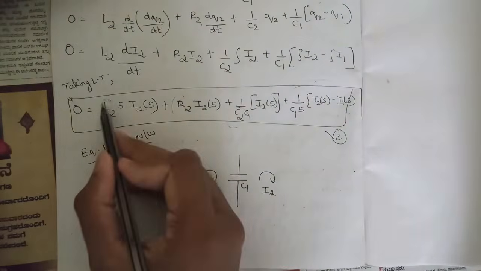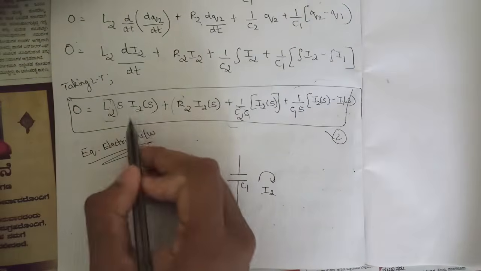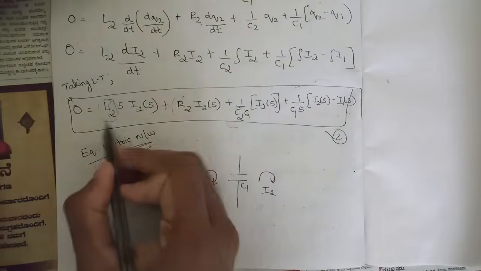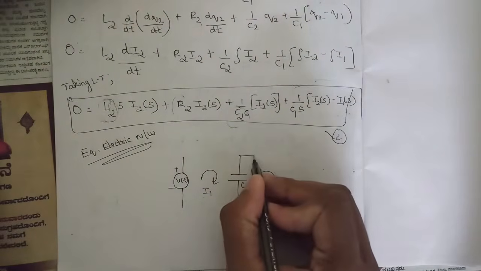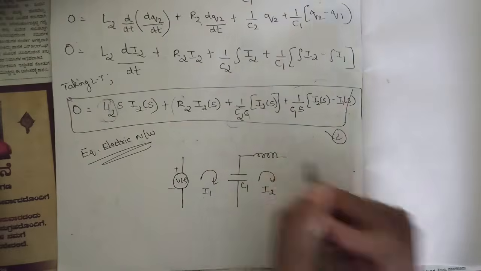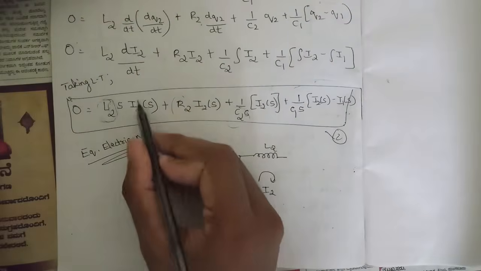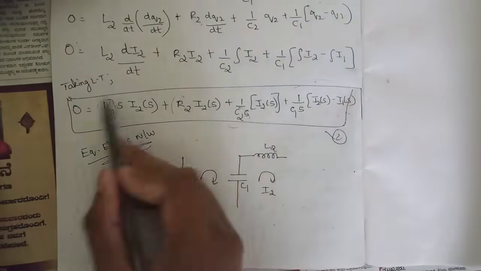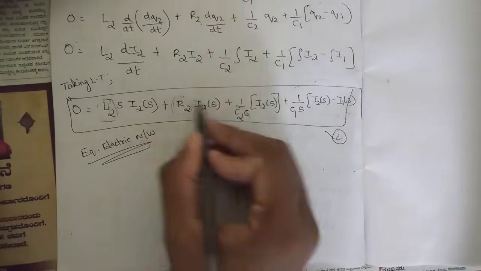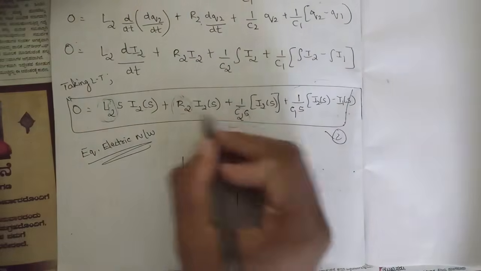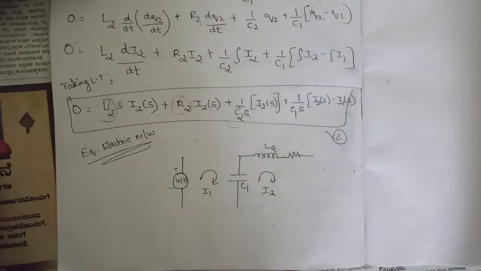Here L2 S into I2 of S is the full term, so we can say that this L2 is in the loop I2. We need to build L2, that is the inductor. We know that an inductor is represented like this, and name it as L2 into I2 of S. Since we have I2 of S, L2 is in this loop I2. The second thing is R2 into I2 of S. Again, since we have I2 of S here, R2 is drawn like this.